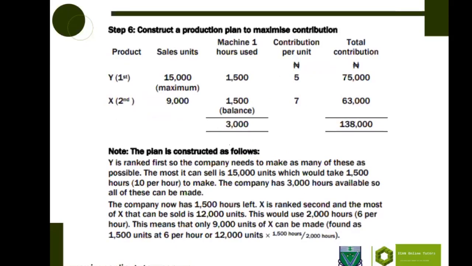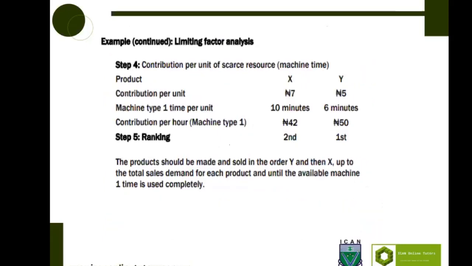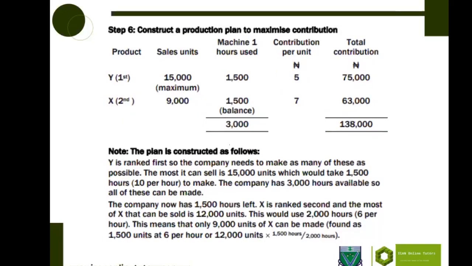Step 6 is to construct a production plan to maximize contribution. So how are we going to maximize contribution? Okay, so Y is the first one based on ranking, and X is the second. So sales units of 1,000 was given in the equation. For machine 1, the hours that will be used is 1,500, and then contribution per unit for the machine is 5 naira. So total contribution will be 1,500 times 5, which will give us 75,000.